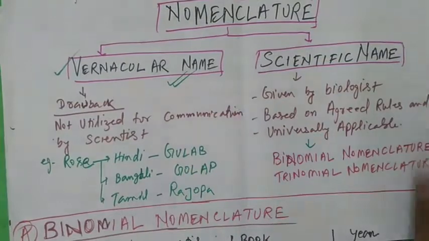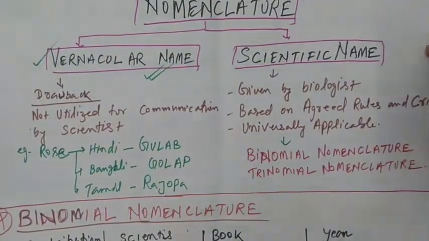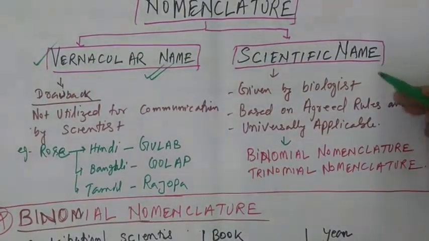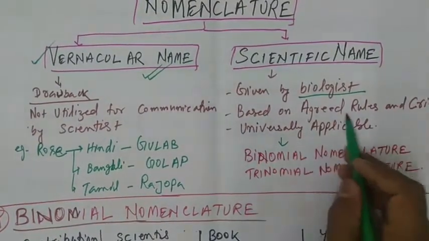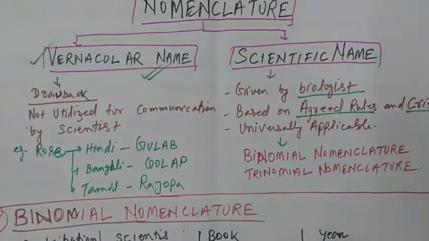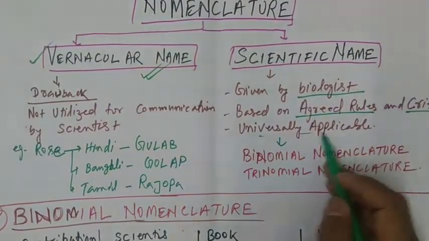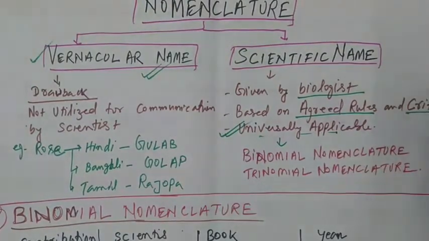Okay, come to scientific naming. This is the scientific naming. A scientific name is definitely going to be provided by a biologist, and it is based on agreed rules and certain criteria. This name is also universally applicable. That means it is utilized by the whole scientific community.